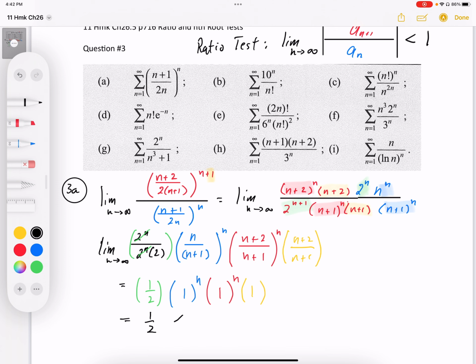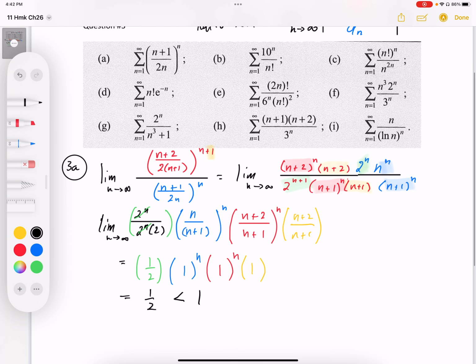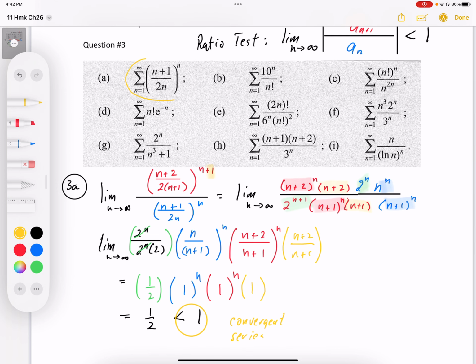Okay, now this is less than 1. So what does that mean? The conclusion that we can make from this is, if the limit is less than 1, this is a convergent series. Okay, so we know that this series will converge, and it will converge to a finite sum. Again, we don't know what the sum is, but it's convergent, and that's useful to us.